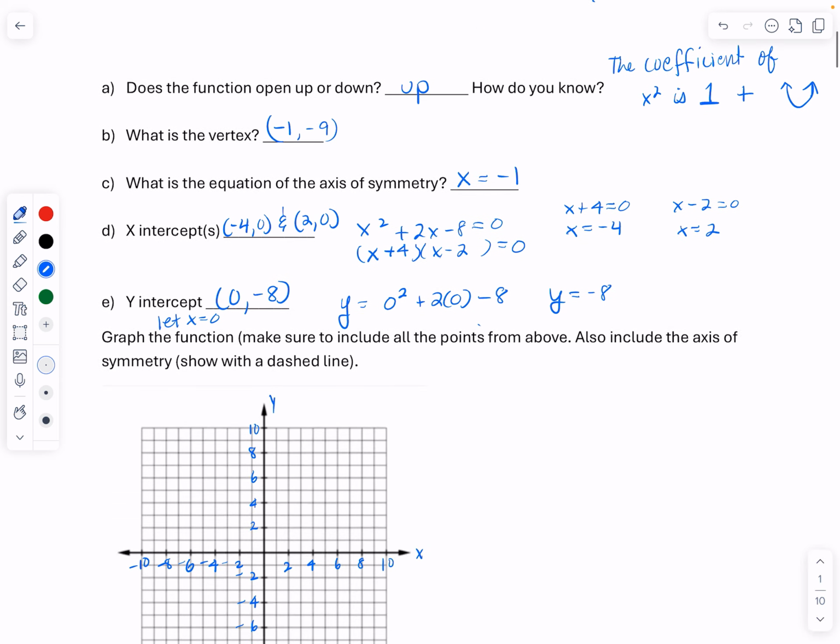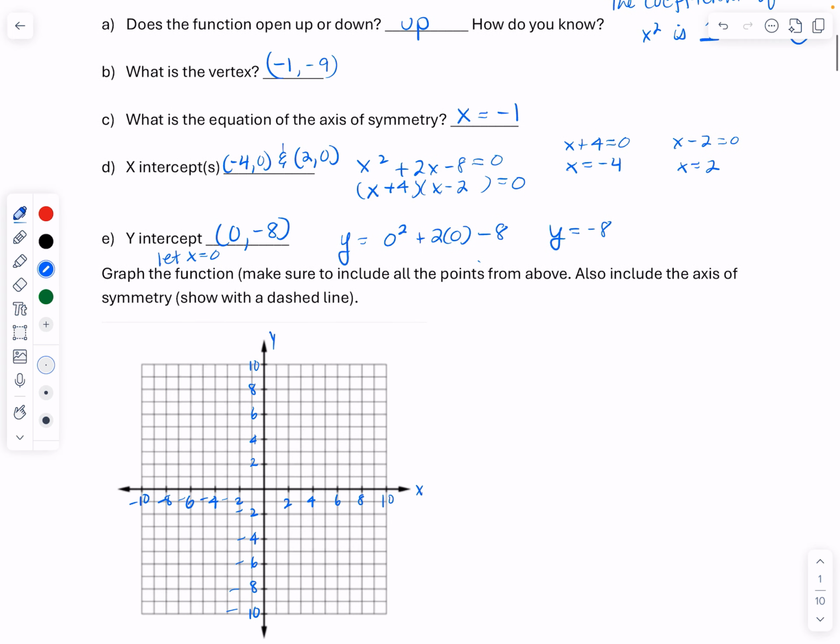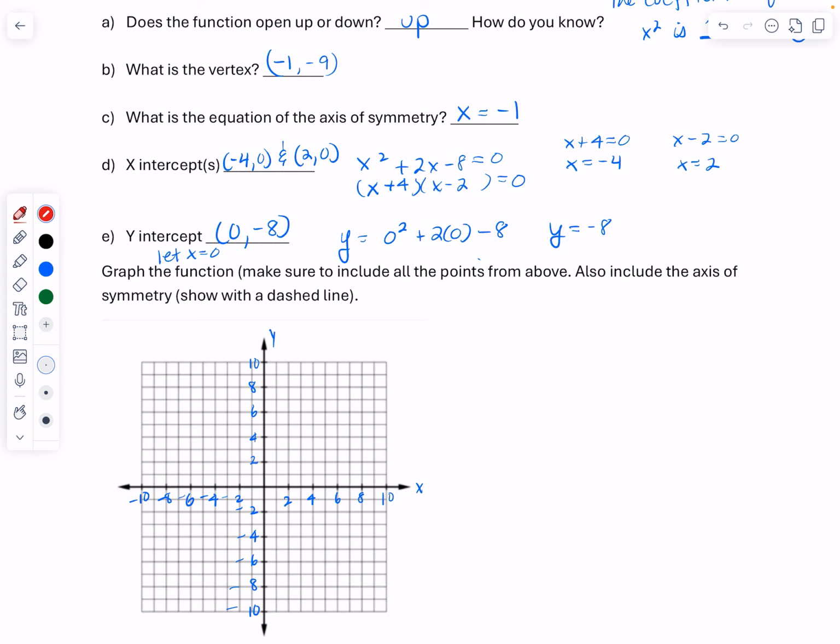Now it tells me to graph the function. All right, so if I graph the vertex, I'm going to do that in red. Negative 1, negative 9 is right here. Negative 4, 0 is one intercept, 2, 0 is the other. My axis of symmetry is at x equals negative 1, so I'm going to put that in there really lightly. And now I have one more point, which is the y-intercept at 0, negative 8. So now I'm going to connect these values together. And there is my parabola. Okay, so that's number 1.